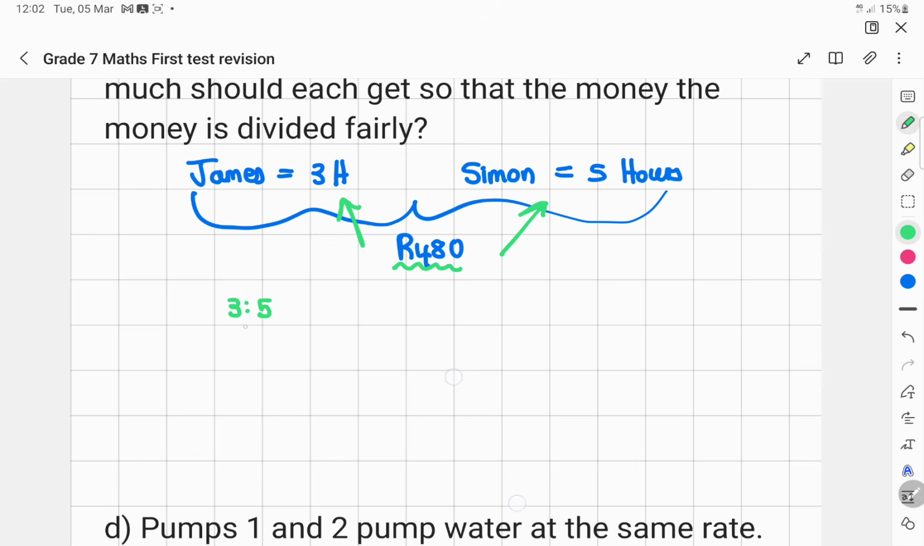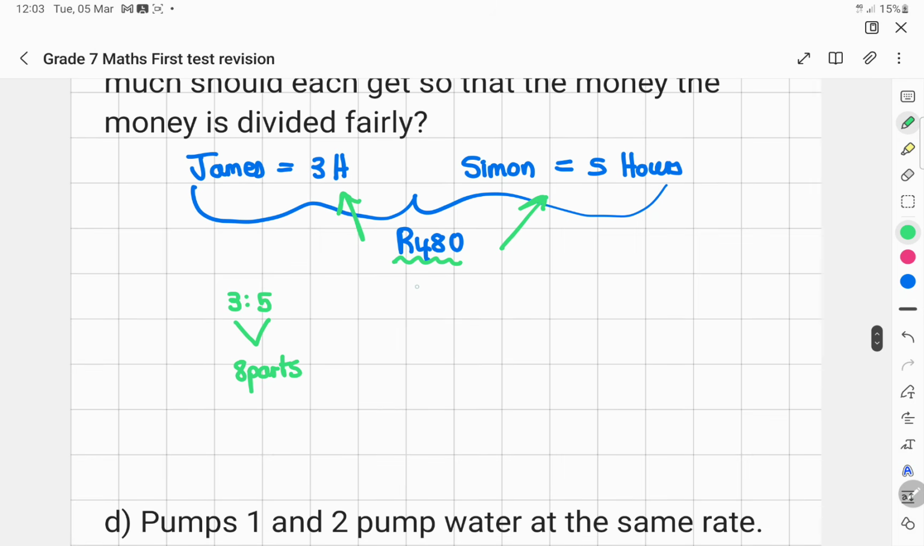So I've showed you that. What do we do first? We add our parts together. So in total there's 8 parts. Then you take the amount you want to divide and you say 480 divided by 8. And if you do that, you should get 60. So each part is worth 60 Rand.